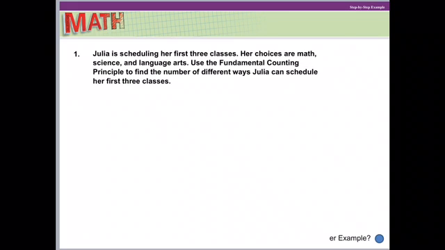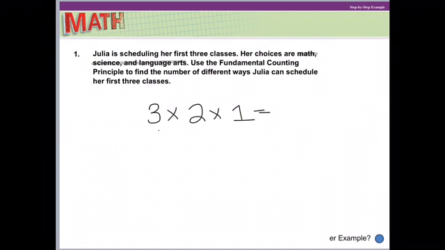So Julia is scheduling her first 3 classes. Her choices are math, science, and language arts. Use the fundamental counting principle to find the number of different ways Julia can schedule her first 3 classes. Like we said, there are only 3 different choices, so we know for the first option there are 3. Then once you choose one, then there's 2 left, and then there's 1, which would be 6, and then 6 times 1, which would be just 6. So there are 6 possible arrangements or permutations of the 3 classes.